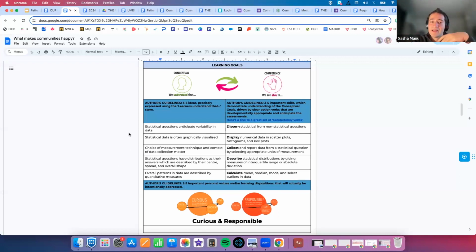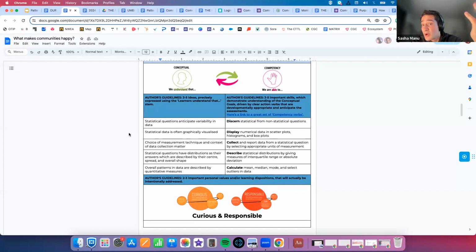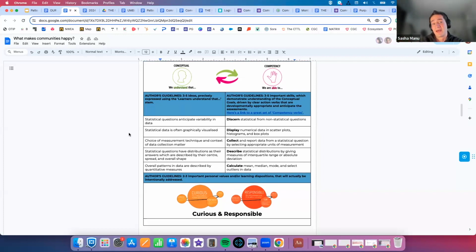Another example being statistical data is often graphically visualized. Well, if you understand that, then you're able to display numerical data in scatter plots, histograms, and box plots. And again, the right side is very amenable to importing your own standards and outcomes, whatever systems you're aligned with. And so the ones on the right for me are essentially the grade 6 Common Core standards for mathematics.